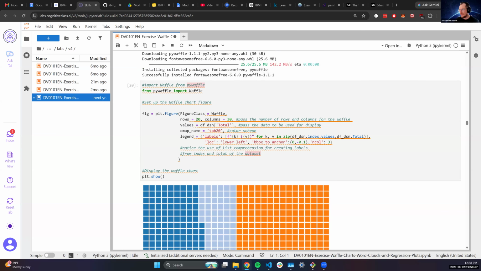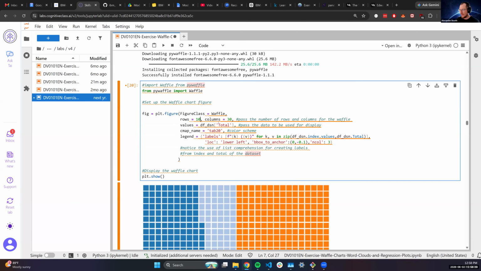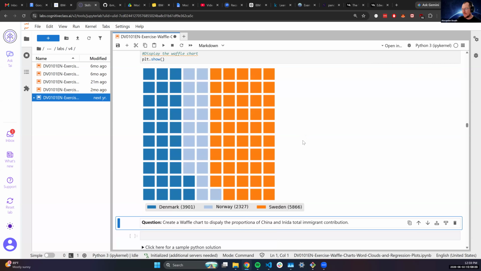Same idea. I usually do 10 by 10, so we have 100 squares here. With 100 squares, we can even count them now. And you can see they got 1, 2, 3, 4, 5, 6, 7, 8, 9, 10, 11, 12, 13, 14, 15, 16, 17, 18, 19. 19% of our data is Norway.